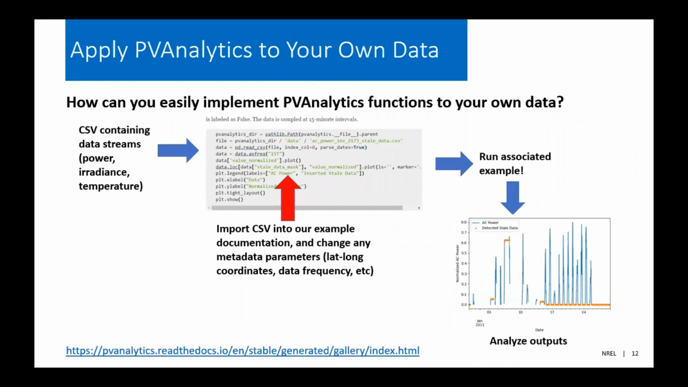So let's say you have a CSV containing a whole bunch of data streams, so AC power, irradiance, temperature, and you have hopefully time zone localized timestamps in there. You can throw it into one of our example documentations on a read CSV for pandas. You can adapt any of the metadata parameters associated with that documentation, so let's say the latitude and longitude coordinates, as well as the data frequency of your data. Is it 5 minute, 1 minute, and so forth. You can run your associated example, get those outputs, and then analyze it. So it's pretty easy if you just refer to the example documentation, which is great.